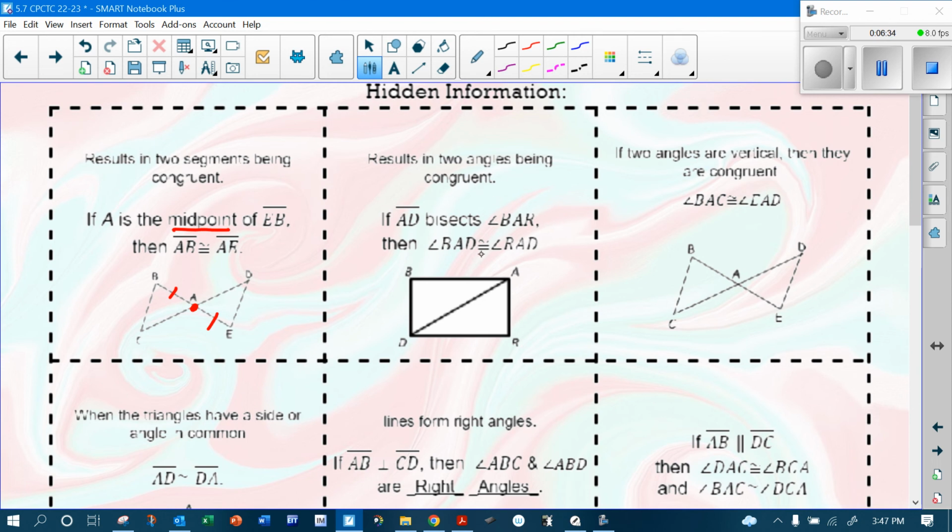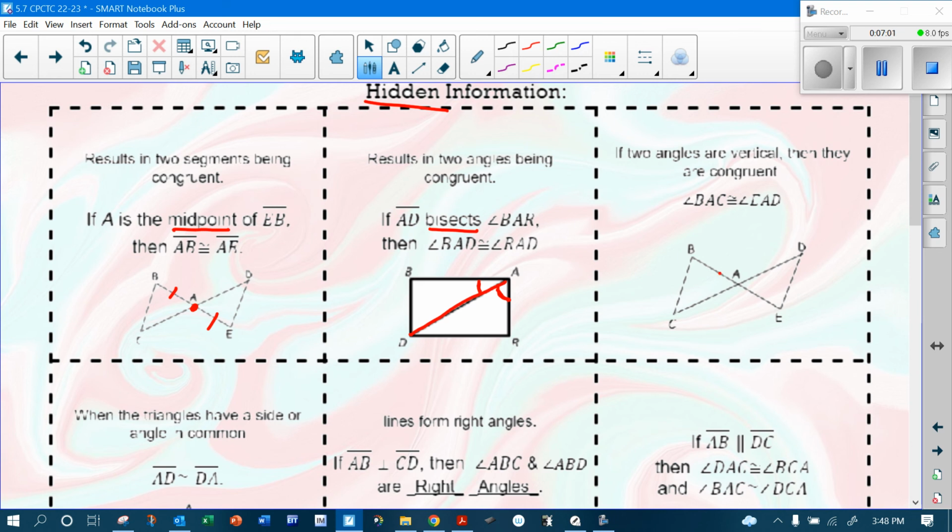Results in 2 triangles being congruent. If AD bisects angle BAR, then BAD, this angle here, is going to be congruent to RAD, which is this angle here. So if it bisects, then you're going to have 2 equal parts. Again, this is hidden information, stuff they expect you to know because of the word bisect.